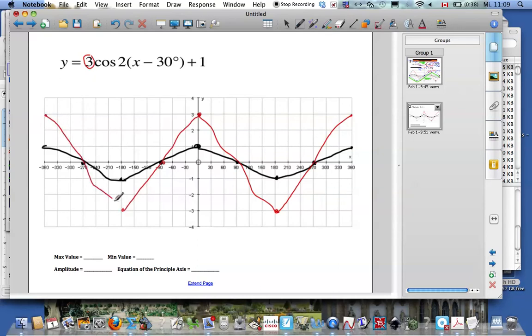Okay, there we go. Now is the tougher part, right? So this is 2. What this means is that you have 2 cycles in 360. Now what we're going to get is the period of our function. Remember, if you're fitting 2 cycles in 360, then the length of each period is 180 degrees instead of 360.